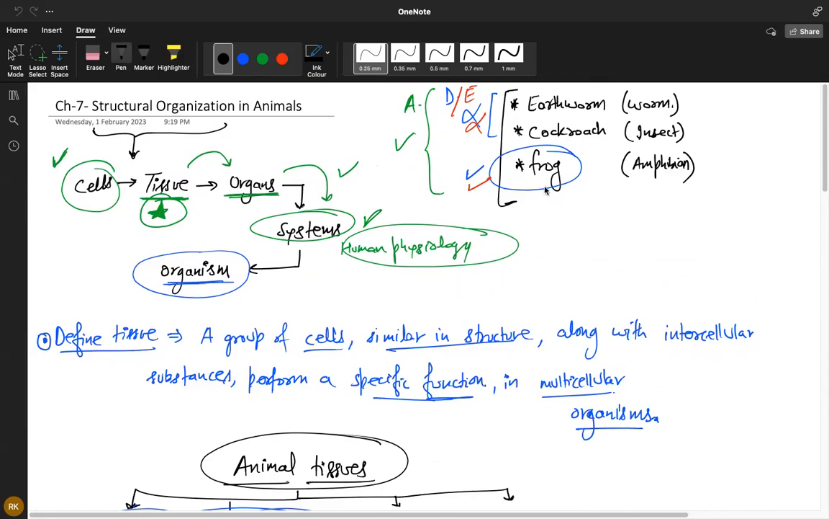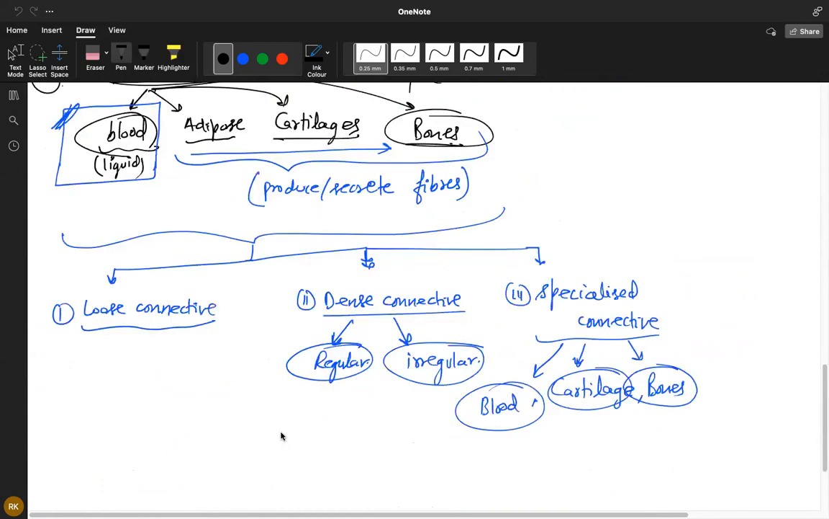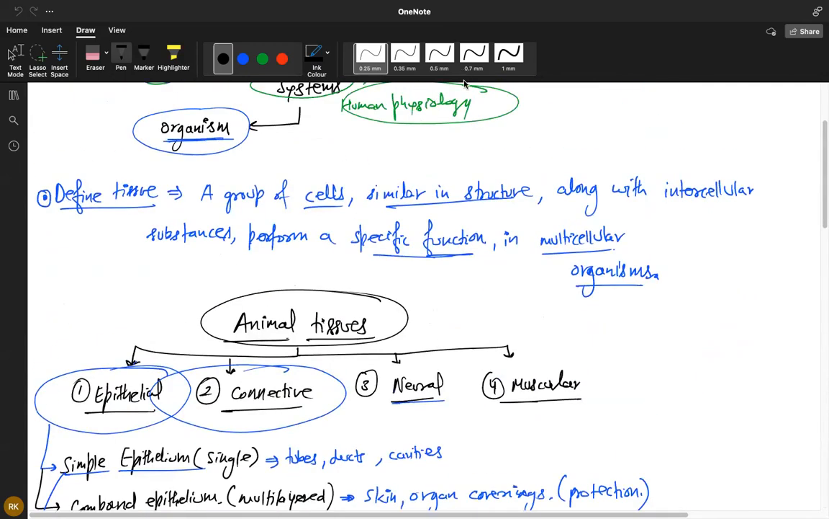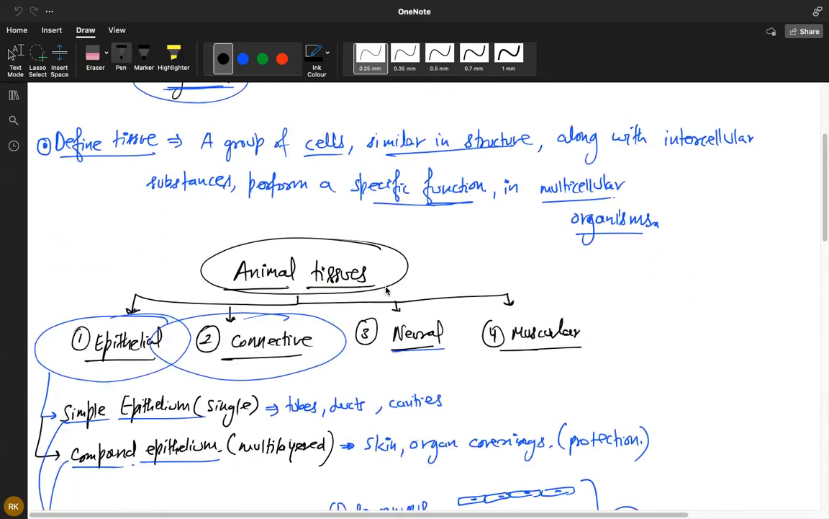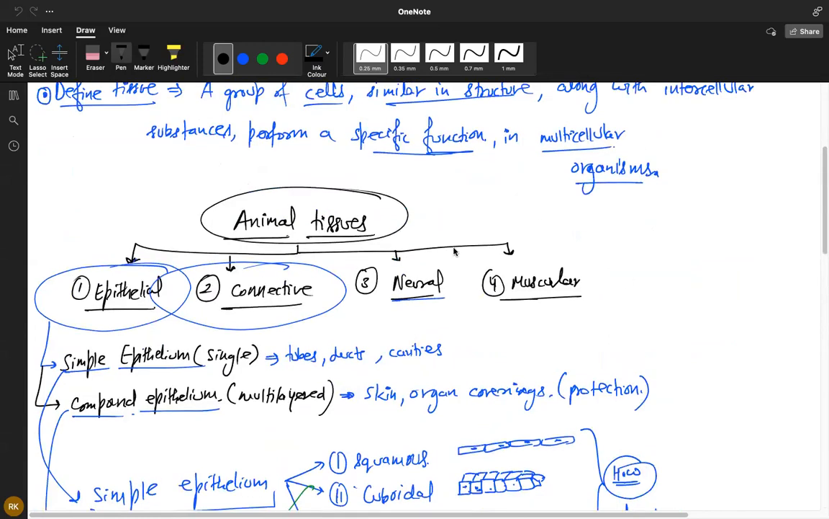You and Devangi, it was not coming, just the frog part is coming, right? So we can do one thing. In today's class, Asha has not joined in, so we can go to frog, because we had two things left, neural and muscular tissues. We did epithelial and connective, right?